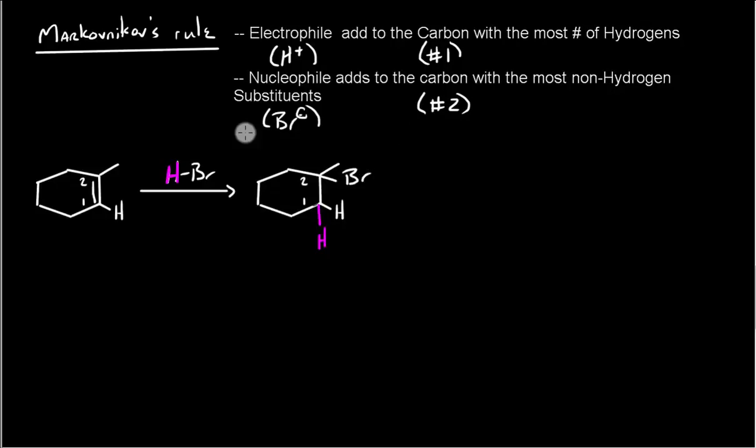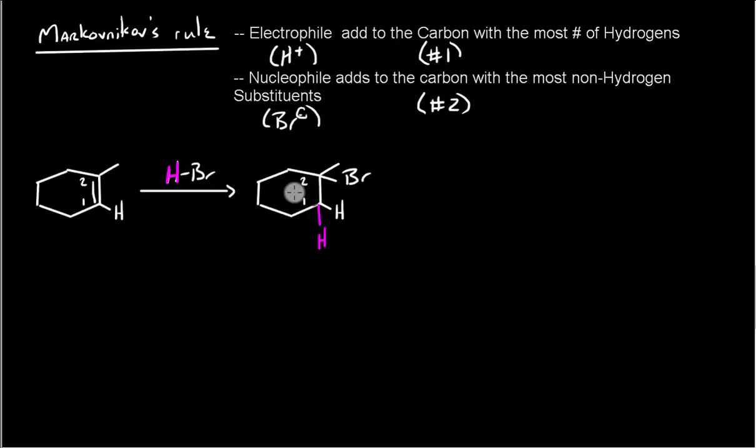So Markovnikov's rule is very nice to sidestep the mechanism if you're trying to get to the product very quickly. Notice I didn't have to draw any arrows or any charged intermediates or anything like that. I have the starting material on the left, the reactant in the middle, and the product on the right. So A plus B equals C. Mark's rule is pretty good as a sidestep.